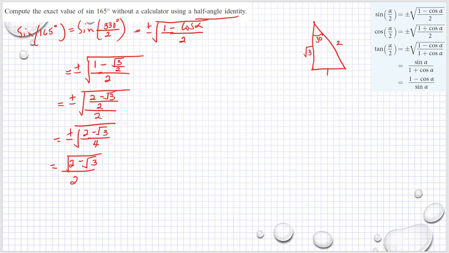But sine 165 degrees is positive in the second quadrant, so we use the positive, and this is the answer now.